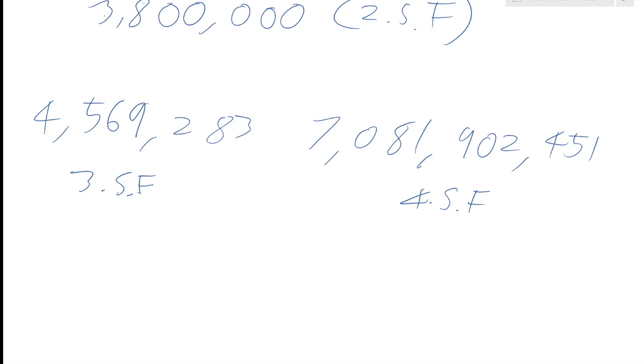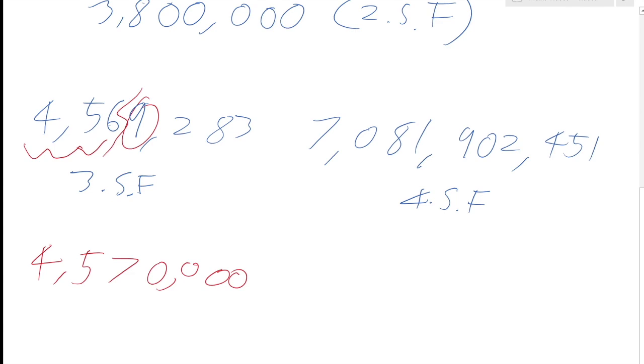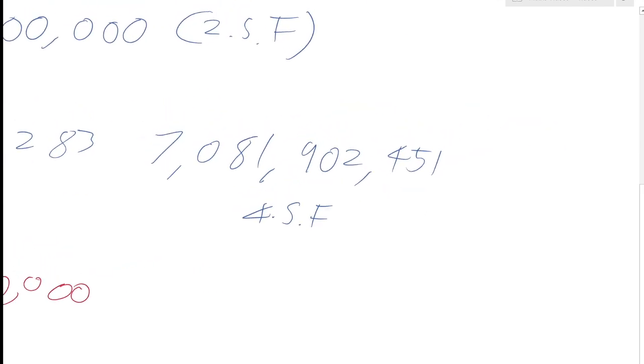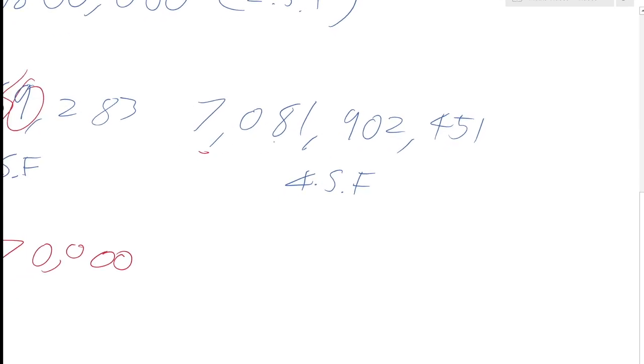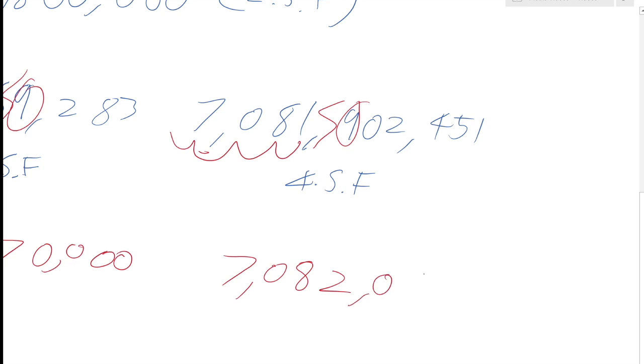So 4,569,283. We count in 3. 9. So we're going to round up. So it's going to be 4, 5. Round the 6 up to a 7, and then fill in with zeros. For 7,081,902,451. We count in 4. 1, 2, 3, 4. We will be rounding, so it's going to be 7,082. And then we fill in the rest with zeros. So to 4 sig figs, it's 7,082,000,000.